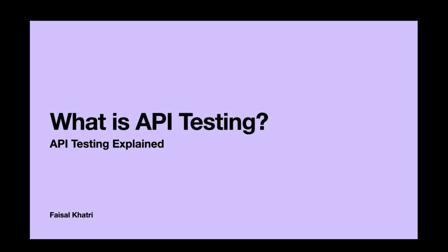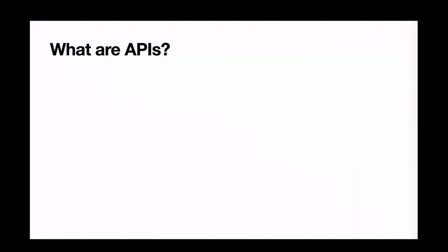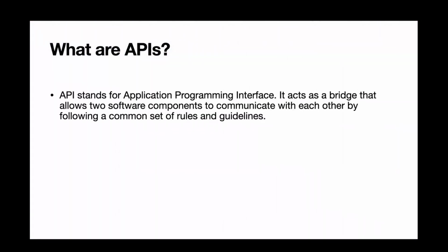Before we begin to discuss API testing, let's first understand what an API is. API stands for Application Programming Interface. It acts as a bridge that allows two software components to communicate with each other by following a common set of rules and guidelines. In simple terms, they act like messengers that carry requests and deliver responses between applications.